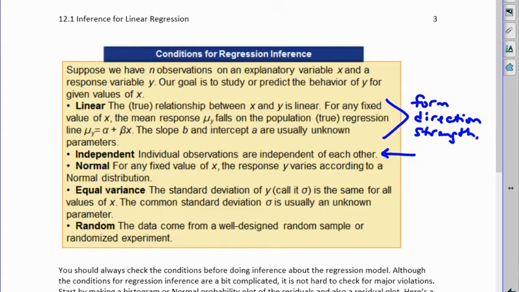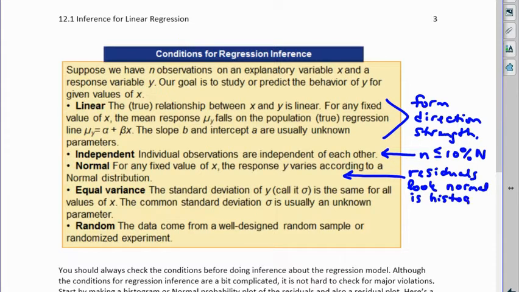How did we do that? Generally speaking, with finite things, we're doing our 10% check. That seems pretty familiar. Now, to prove that it's normal, what we're going to do is look at the residuals. Does the graph of the residuals look normal in the histogram? We're going to be looking at that.